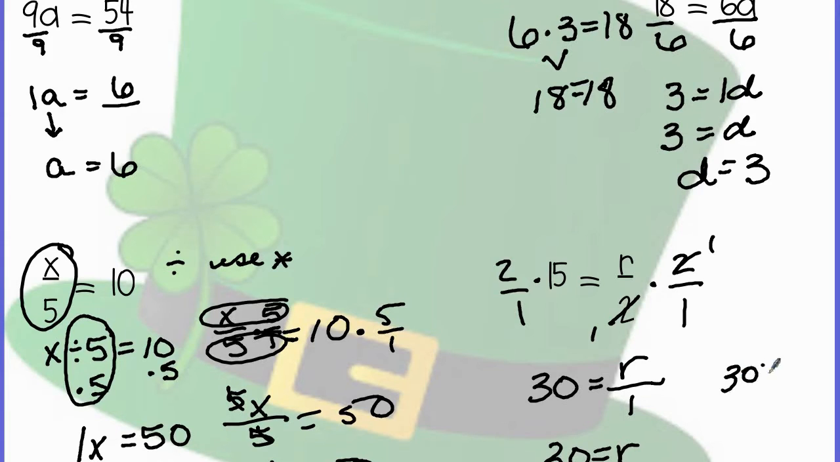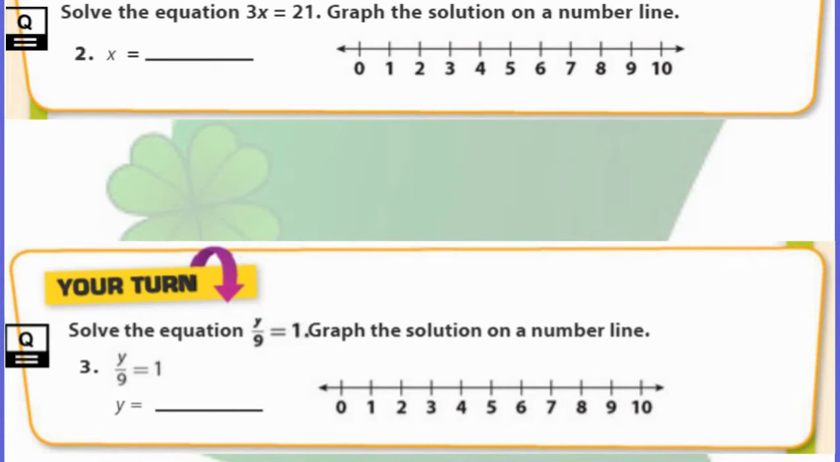And again, I check my work. Is 30 divided by 2 equal to 15? Well, I can use long division just to triple check my work here. And I did get 15, so I know my answer is correct. All right, so on the next problem, you're going to go ahead and try them on your own, and then when you come back, you can check your answer.